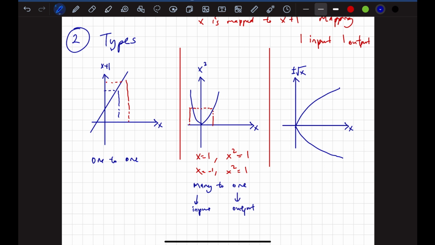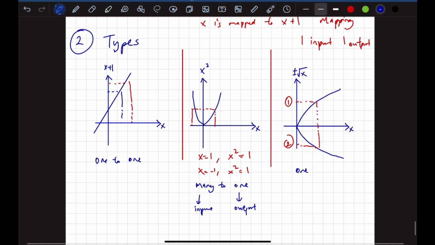Now this is a bit unique, right? If you look at one input here, you see that you result in different outputs. One input resulting in two different outputs, one here, one here. Now this type of mapping, we call it a one-to-many. One-to-many. So one input giving you many outputs.